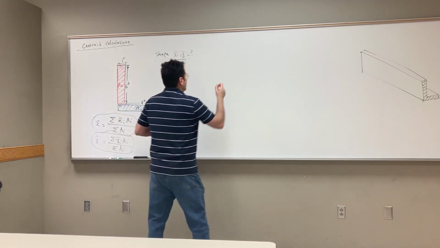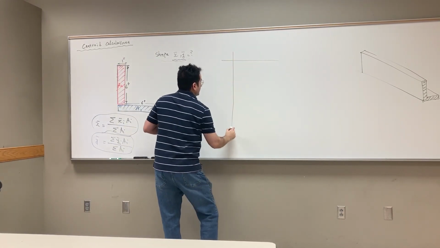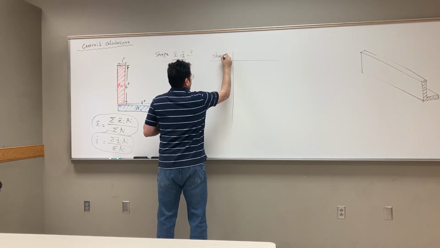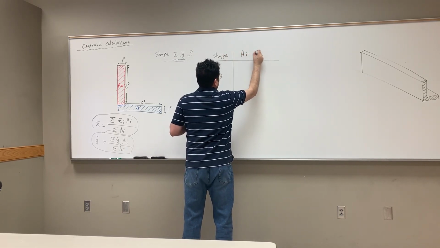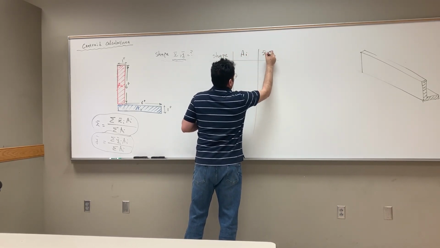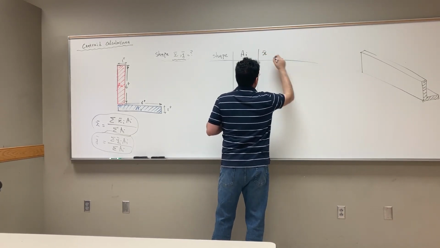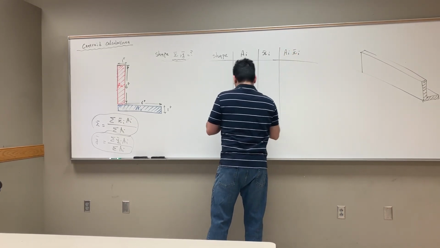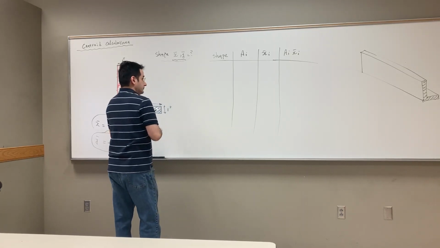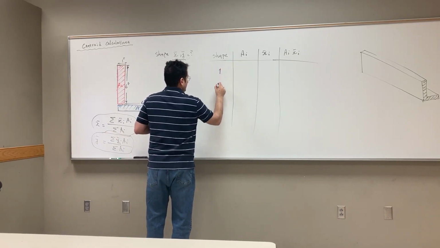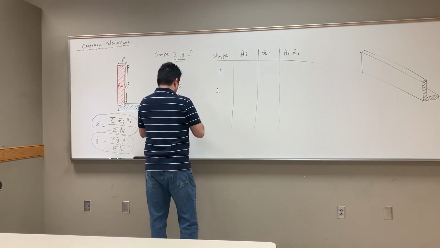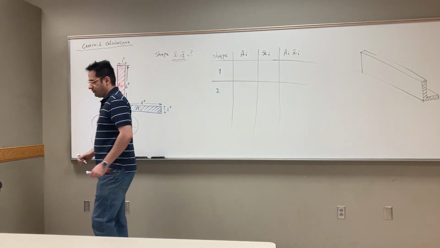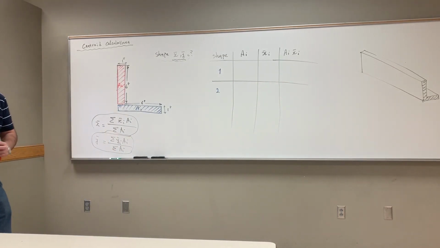So what I do, I make a table to keep me organized. You don't have to make a table, but this keeps me organized. Columns: shape, A i, x bar i, and A i times x bar i. So here shape 1, shape 2. Now I need to fill this table in order to be able to compute the centroid of the composite shape.